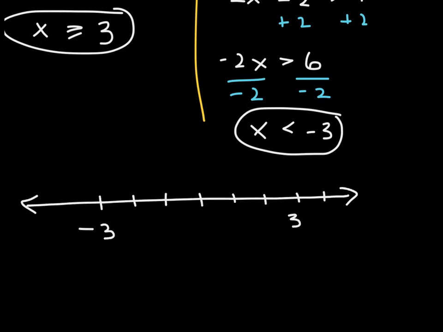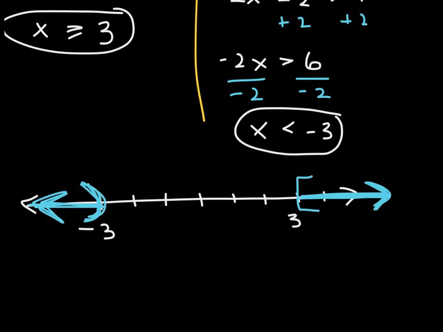Okay, let's graph these. This one says any number greater than or equal to 3. Greater than or equal to 3 looks like this. This one says strictly less than negative 3. Strictly, that's a parenthesis, strictly less than negative 3. That's a parenthesis right there. This is your final solution set.